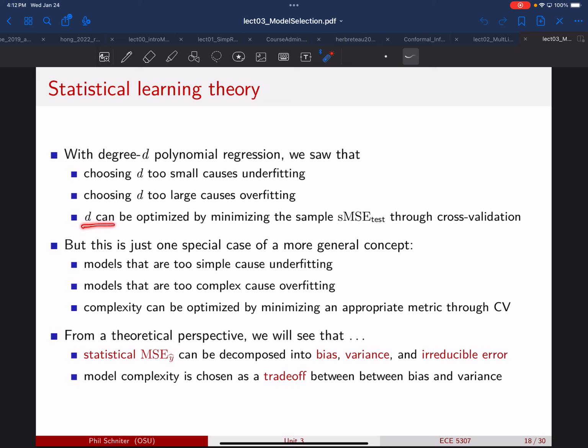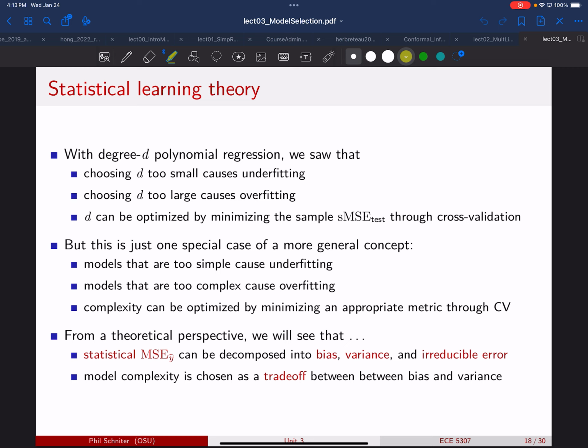And what we saw is that a solution to this is we can optimize D by minimizing the sample mean squared error on the test data through cross-validation. We talked about several different cross-validation procedures. One was simply splitting into training test. Another was k-fold cross-validation. Yet another one was k-fold cross-validation with the one standard error rule, so in increasing complexity.